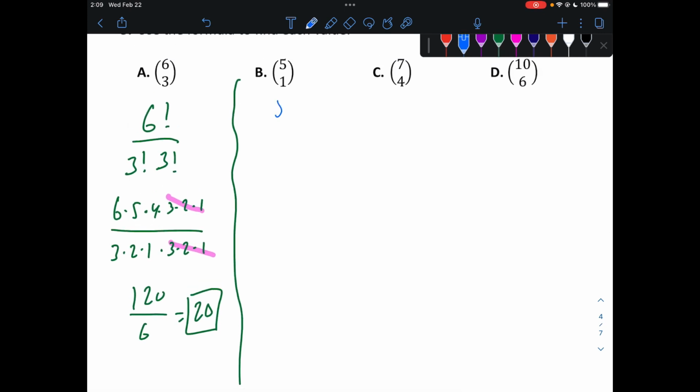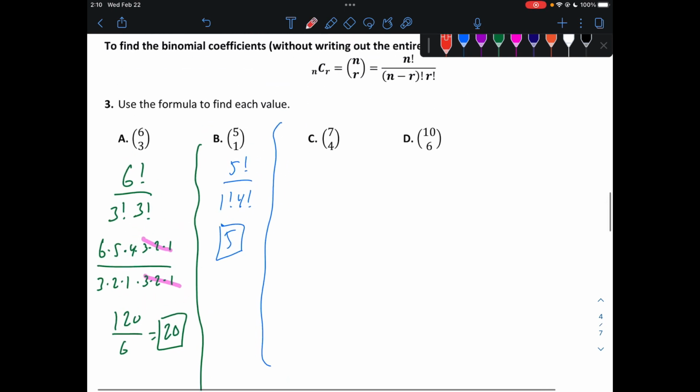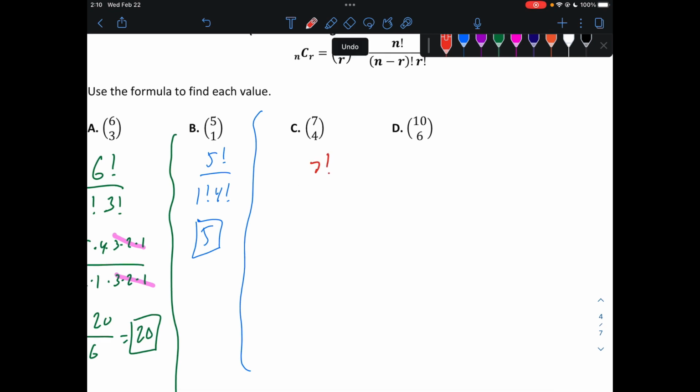Second one, 5 choose 1. So it's 5 factorial over 1 factorial, 4 factorial. So 5 factorial over 4 factorial is just going to be 5, and then 1 factorial, which is 1. So this is just going to be 5. 7 choose 4. So it's 7 factorial over 4 factorial, 3 factorial. We can switch those around if you need to. So it's going to end up being 7 times 6 times 5 over 3 times 2 times 1, which is 35.